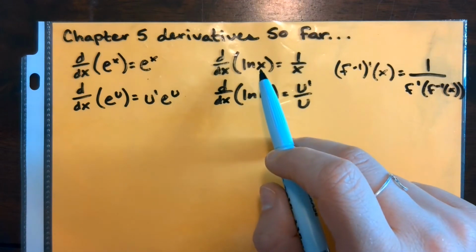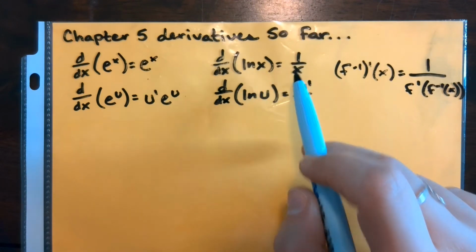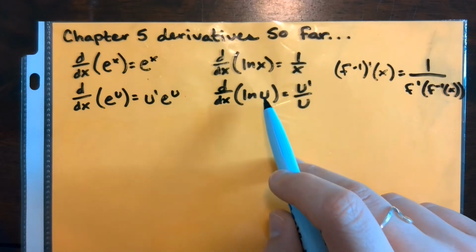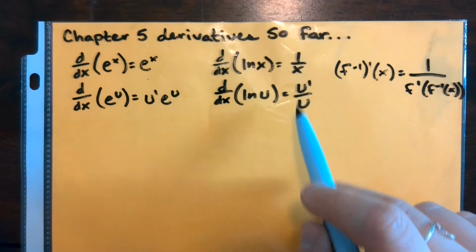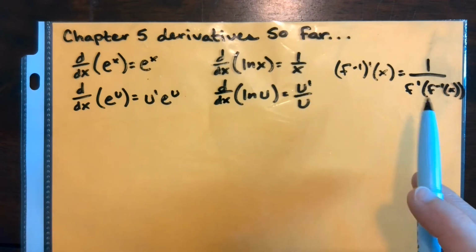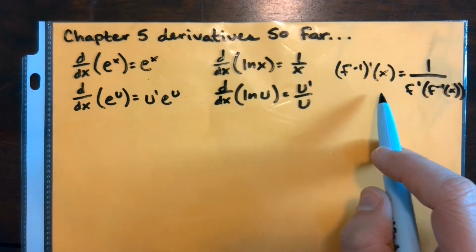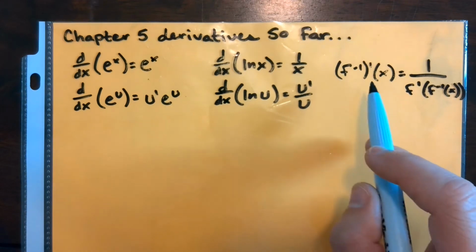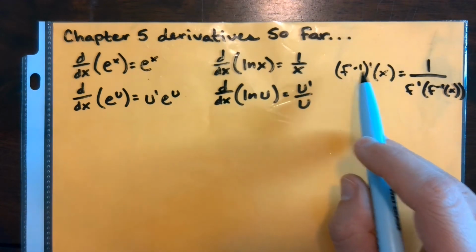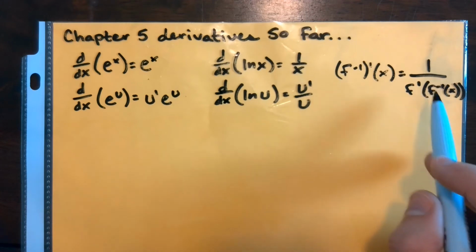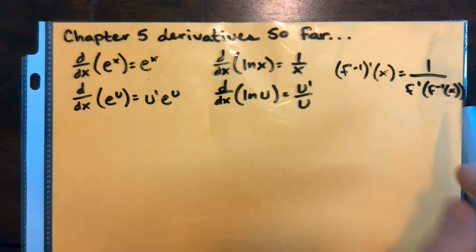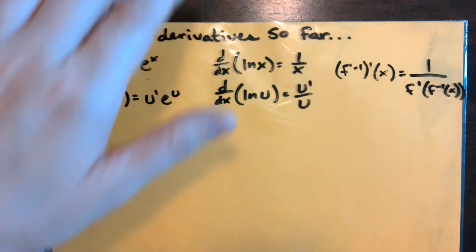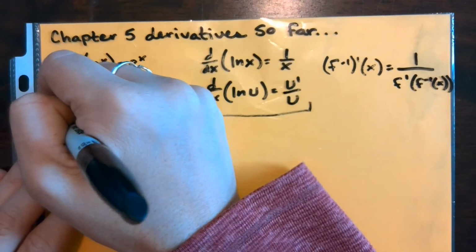That the derivative of natural log of x is 1 over x, but same situation, if that is really a function in the argument, then I need to multiply by the derivative, and then I still have that 1 over the function going on. And then the last one is more of a specific case, that if I'm looking for the derivative of the inverse at a specific value, I can use this 1 over the derivative of the inverse of that value.